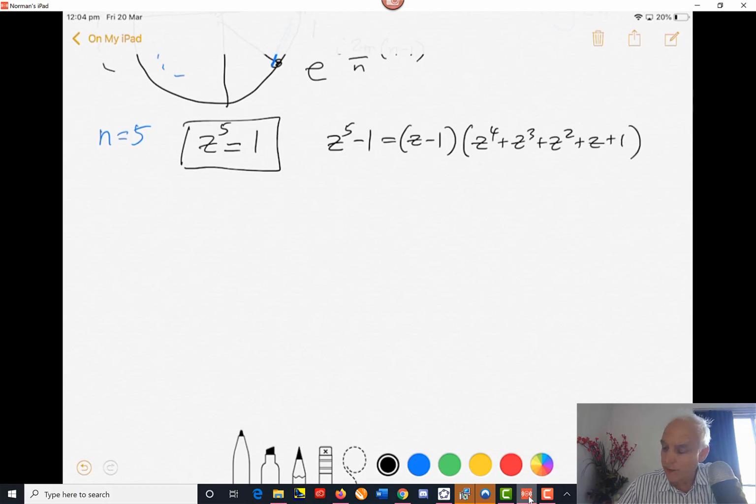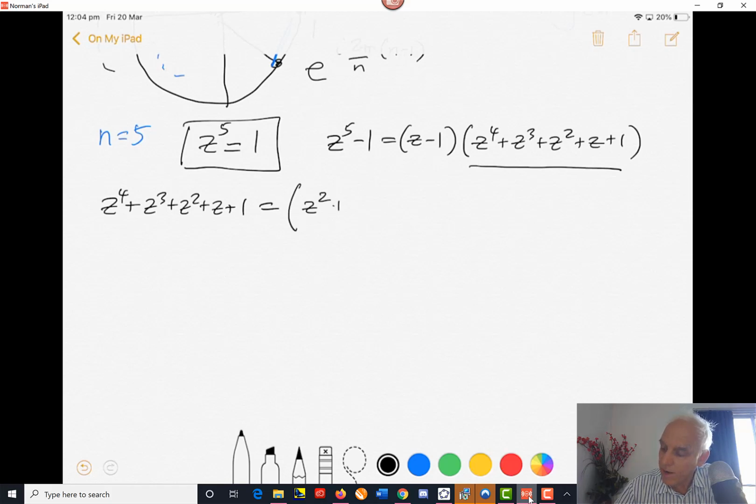Now, factoring this quartic is a little bit trickier. Here is one way of thinking about that. If we take z to the 4th plus z cubed plus z squared plus z plus 1, here's a little trick. If we write this as z squared plus 1/2 z plus 1, all squared, if you square this thing, you'll see you get almost this. You just have to make a little compensation: you have to put in minus 5/4 of z squared to make everything equal.